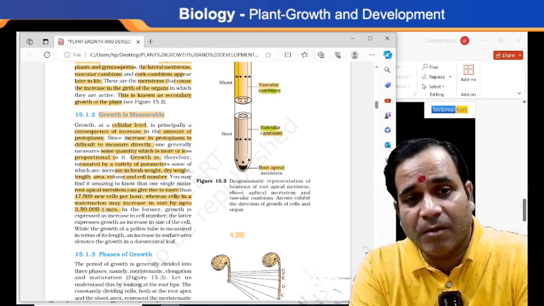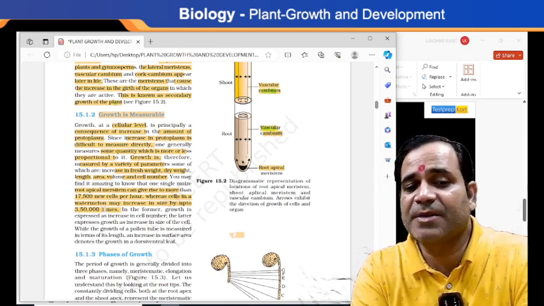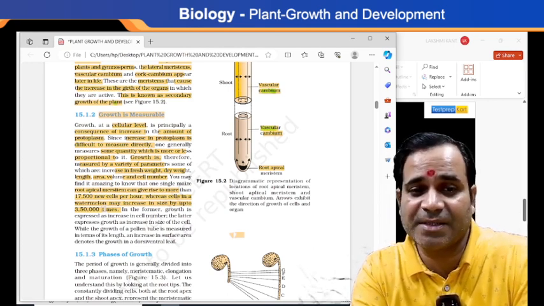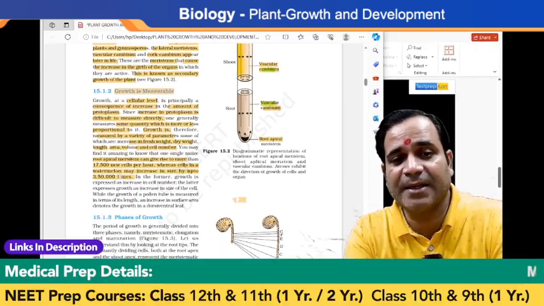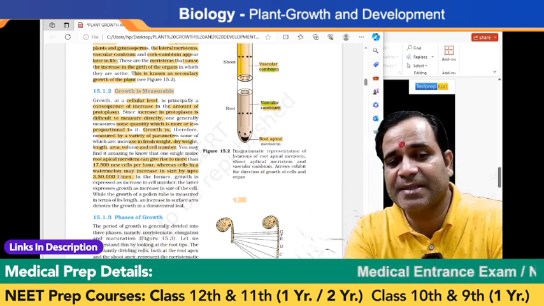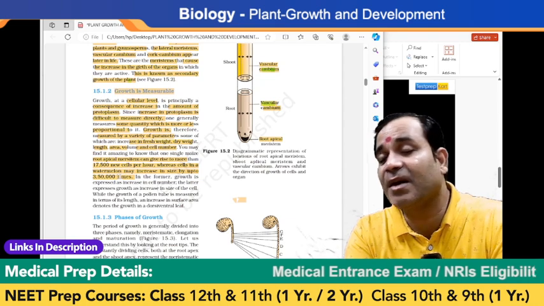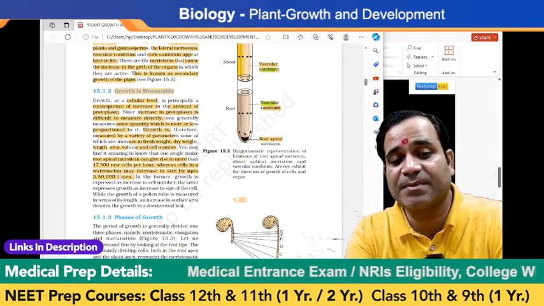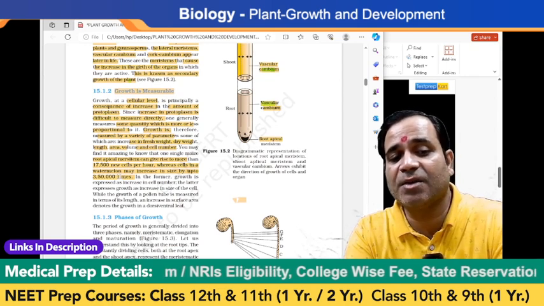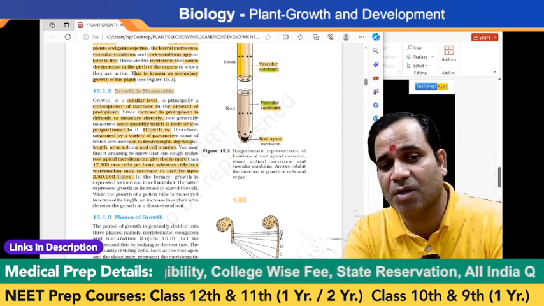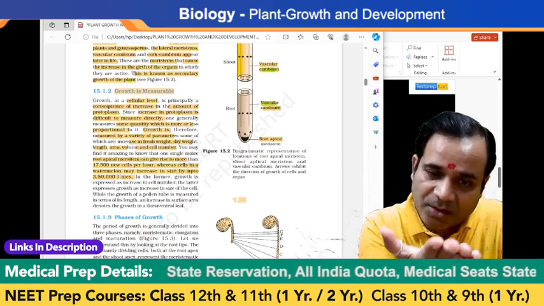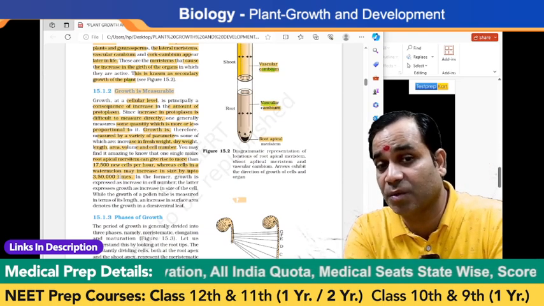Now, growth is expressed as an increase in cell number also. If the cell number increases, that is growth. Growth is also expressed as an increase in the size of the cell, while the growth of a pollen tube is measured in terms of its length. An increase in surface area denotes growth in a dorsiventral leaf. Suppose this is a dorsiventral leaf; this is also growth in a plant.